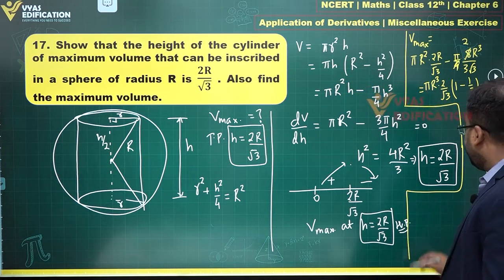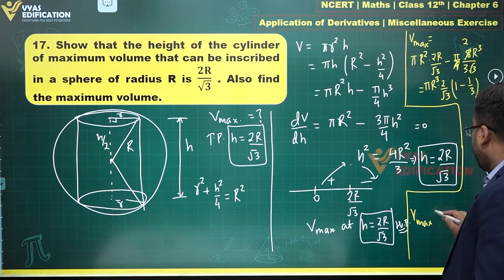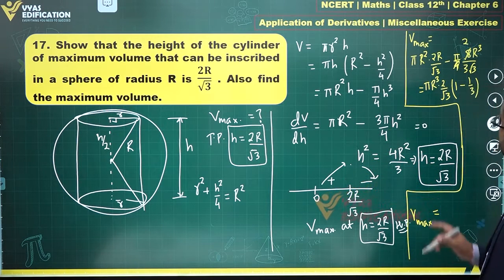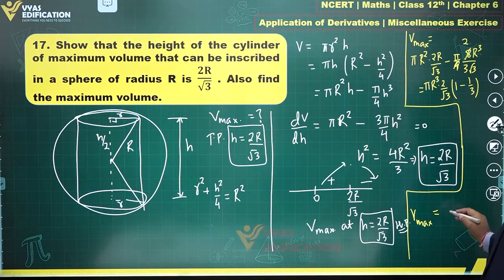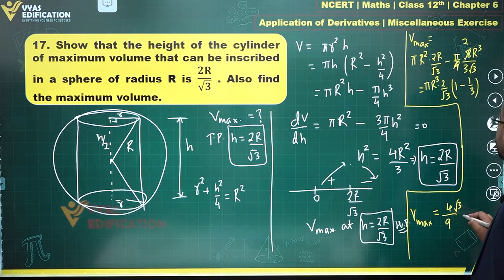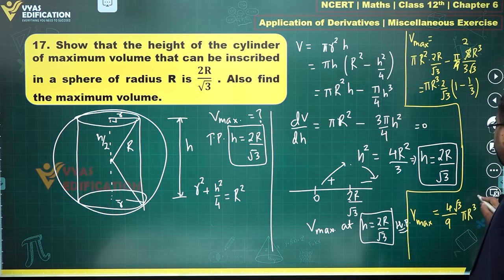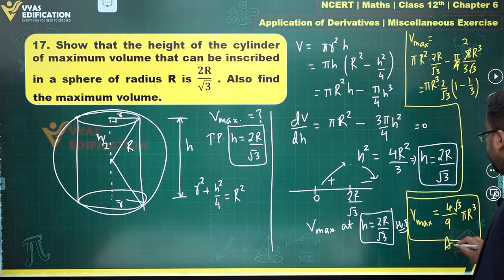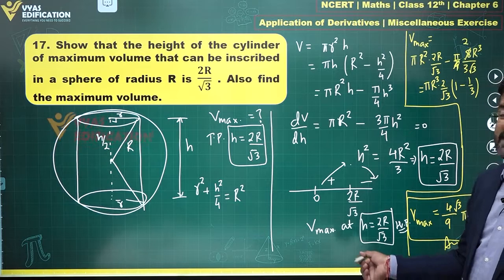And from here I'll get V max is equal to what? V max will finally be equal to this expression. This is 2 by 3, this becomes 4 by 3 root 3, or which will become 4 root 3 by 9 times pi r power 3. This is what I'll get, and that is my answer for this question over here. That's the 17th question for us.